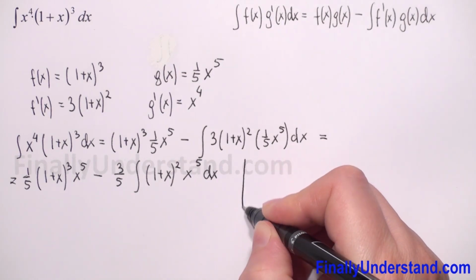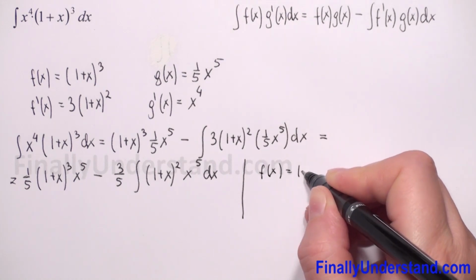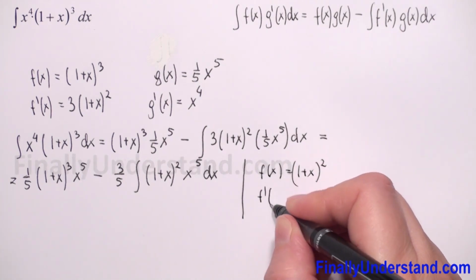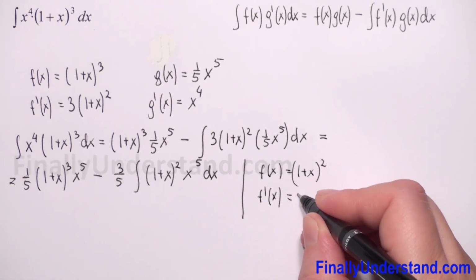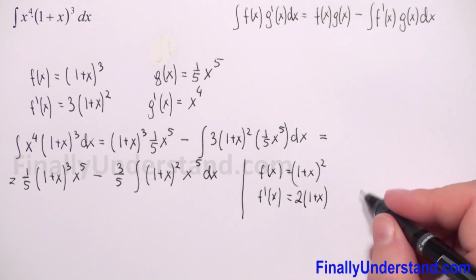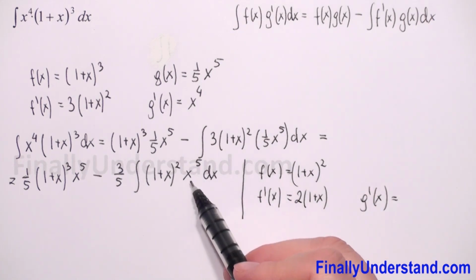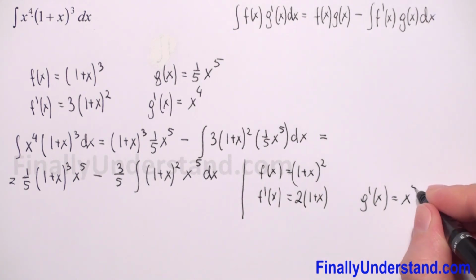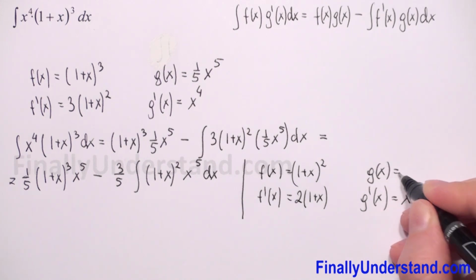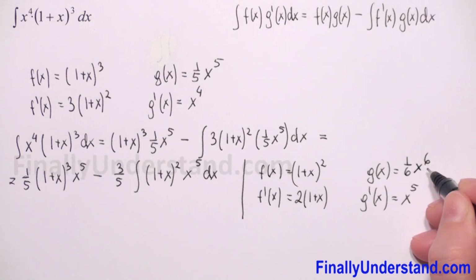So I will put now that f of x is equal to (1 plus x) squared. So f prime of x is equal to 2 times (1 plus x). Our g prime of x is equal to x to the 5th power. So the antiderivative will be 1 over 6 x to the 6th power.